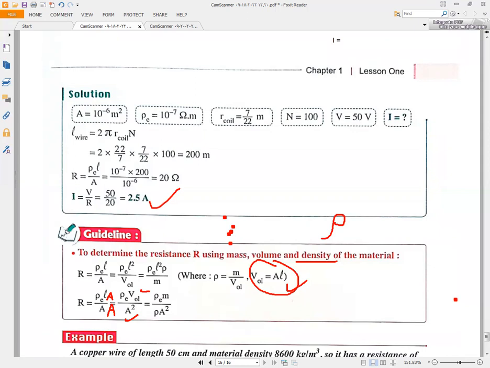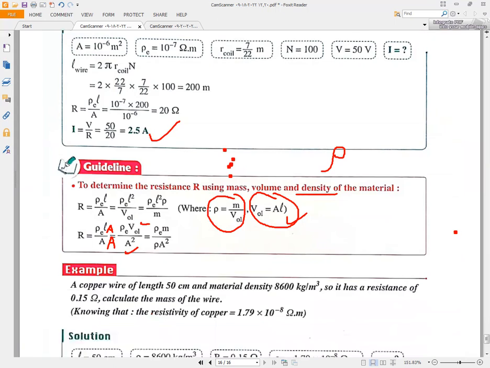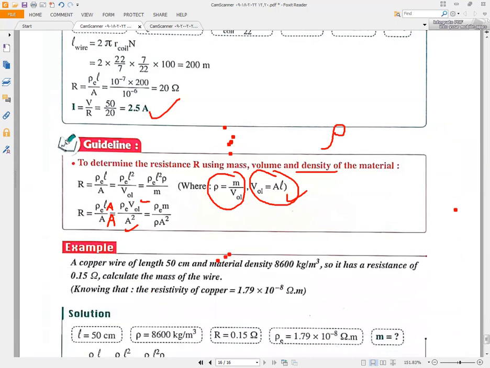Volume from this relation equals mass over the density. Mass over the density. Okay? We have an example here on this point. This is the last one.